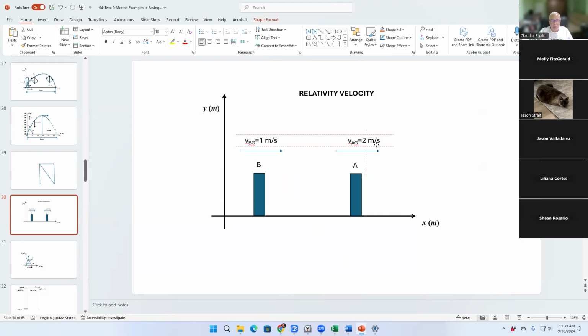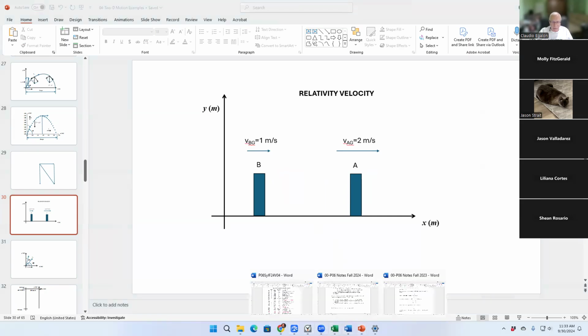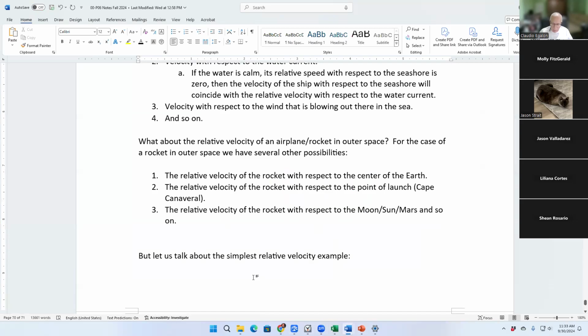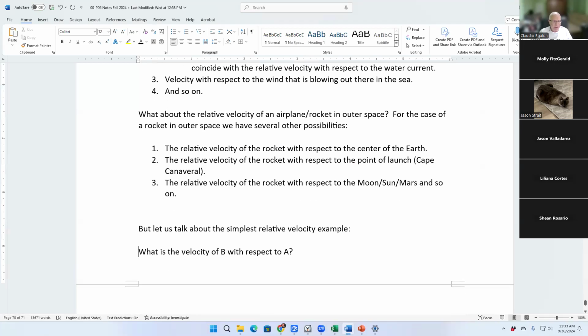The question I'm going to ask you, let me shorten my arrow. Here we go. Go ahead, do the drawing. What is the velocity of B with respect to A? I'm going to consider 2 individuals, A and B.